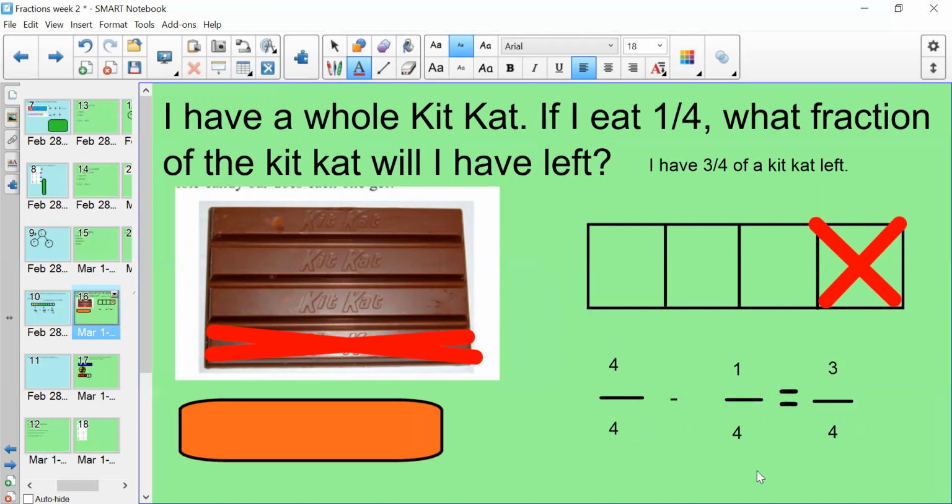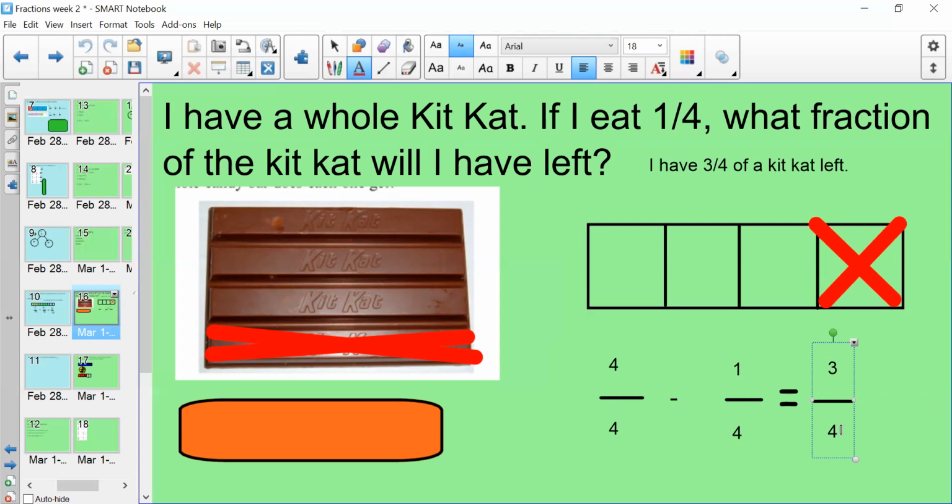Okay, and I want you to see if you can notice a pattern or something very similar to yesterday's lesson when we added fractions. What do you notice about the numerator and the denominators when we're subtracting fractions? Okay, and what you would have noticed is that the denominator, the bottom number, also stays the same. That does not get subtracted.